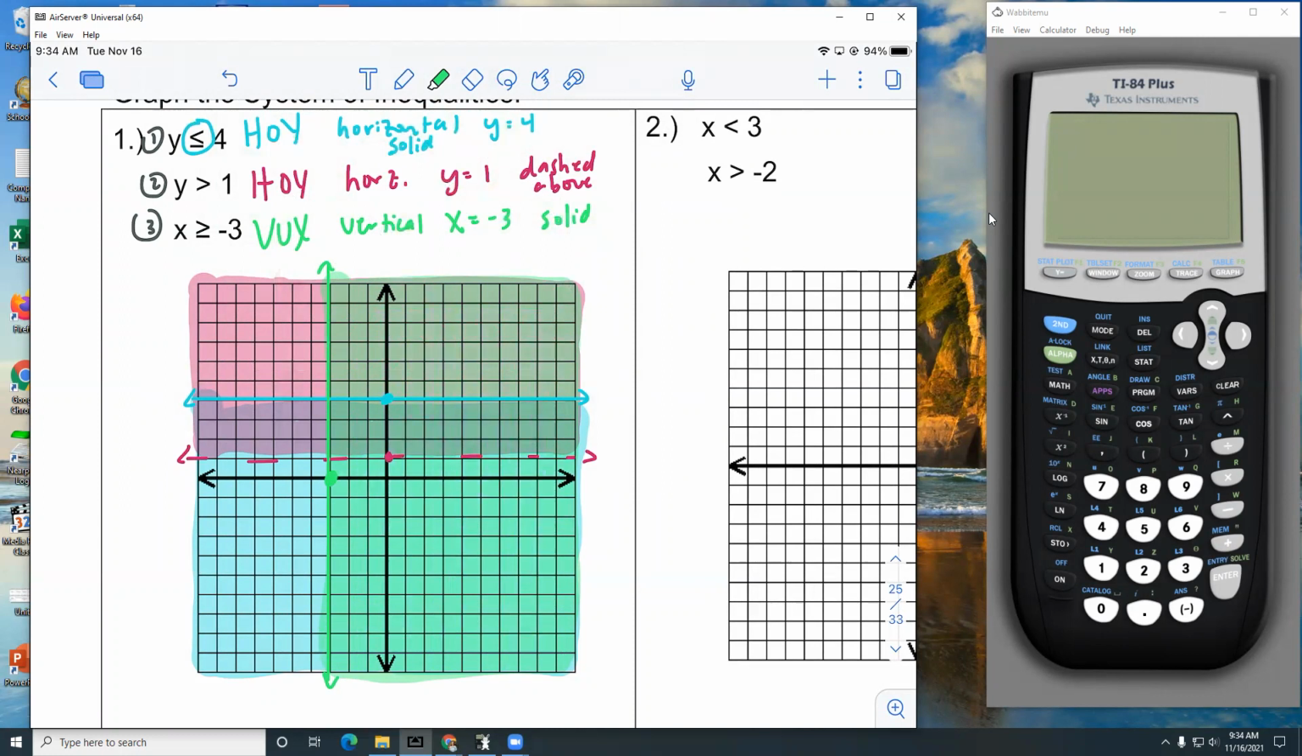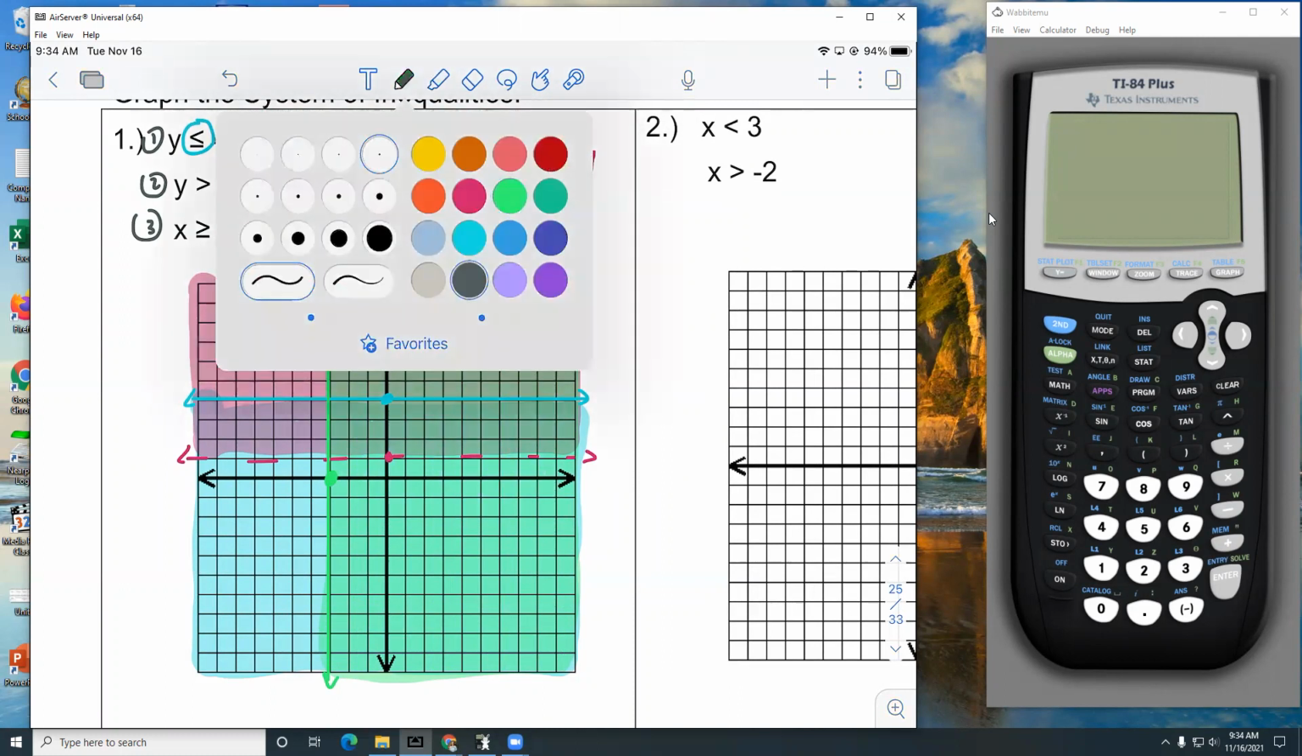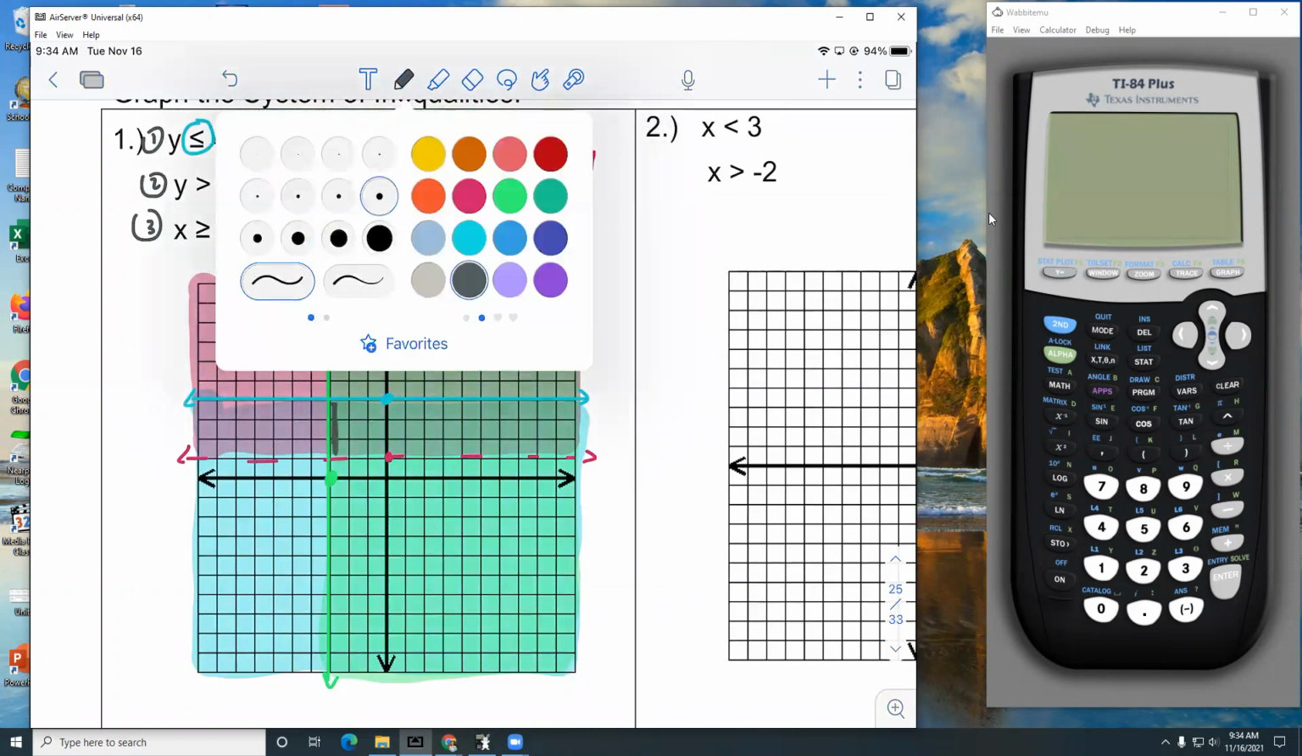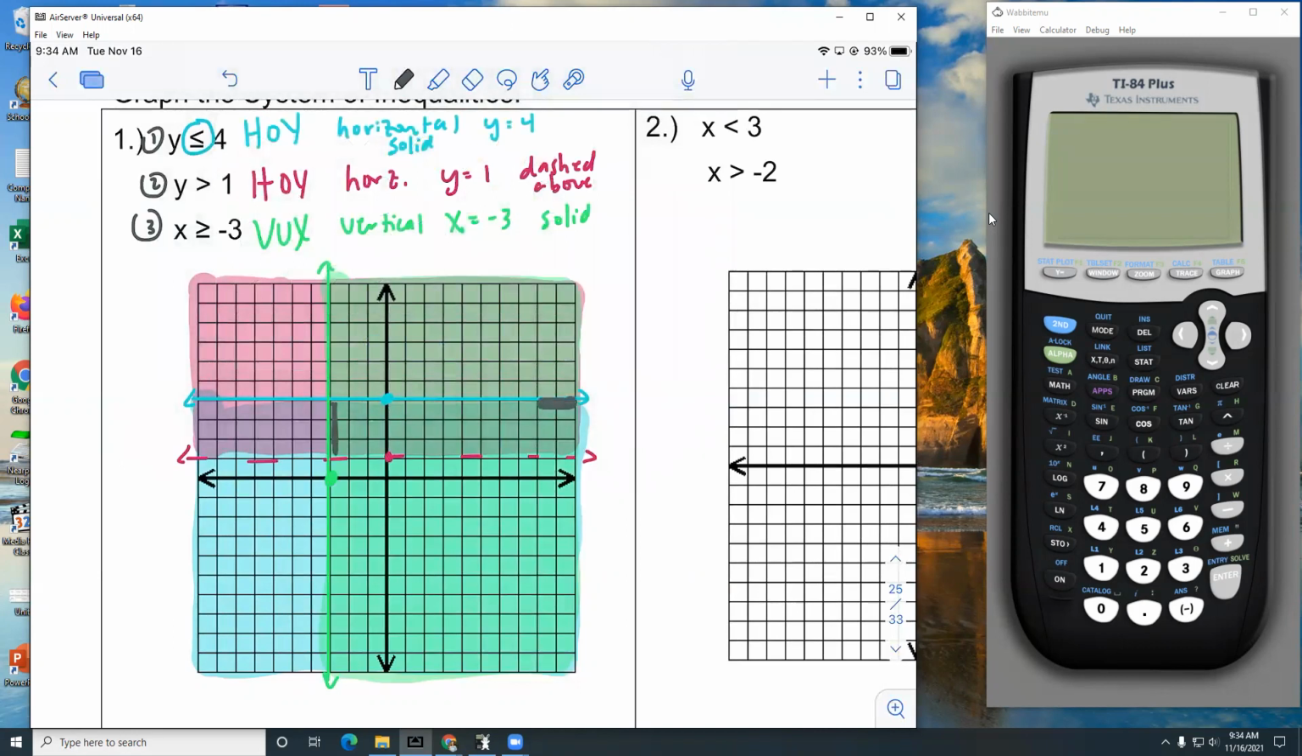And then the area where all of my shadings overlap is going to be this region right here, this darker black region that I am drawing in right now. All right, so here it is. So all of these in here, this is where all of my solutions lie that work in all 3 of my inequalities.